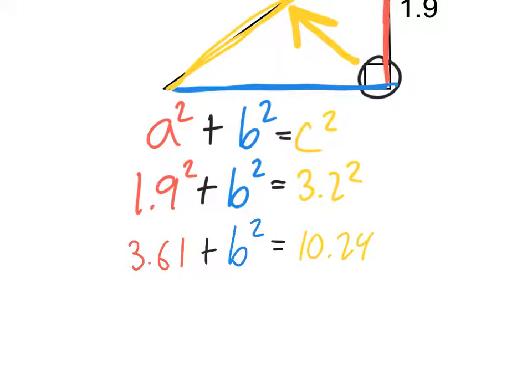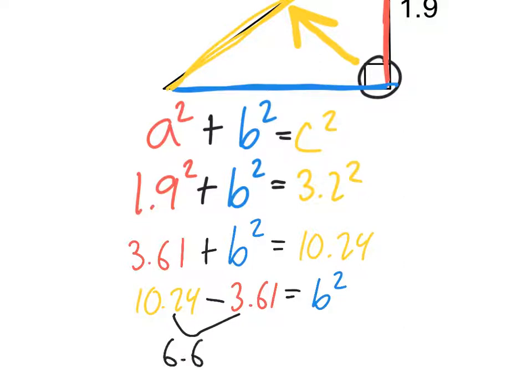Now before, what we would do is we would add up A and B. But what I have to do here is essentially subtract the two values that I have. In order to continue and have B squared, I'm going to do 10.24, and I'm going to subtract, instead of add, that 3.61. And that will give me my B squared. So I'm going to do 10.24 minus 3.61, and when I do that, I get 6.63 as my value of B squared.